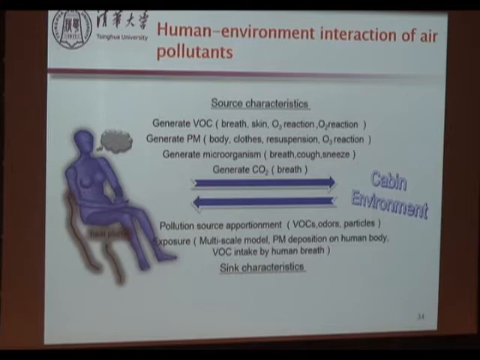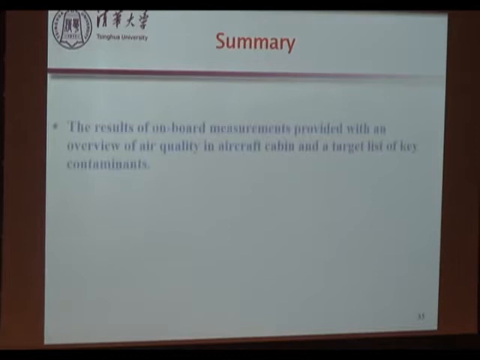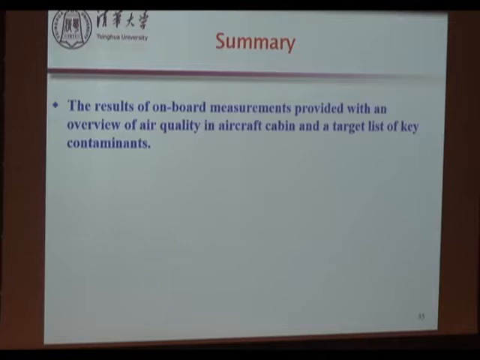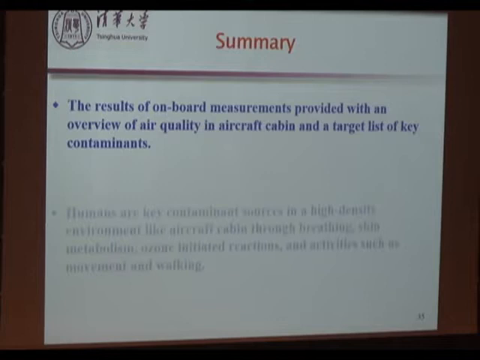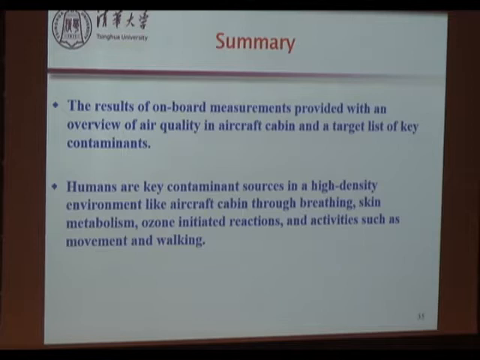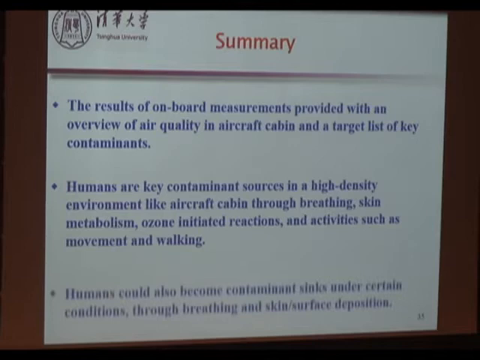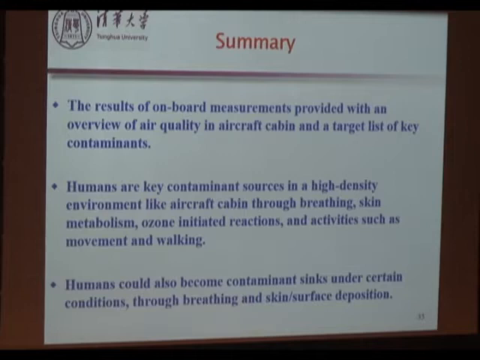Just to briefly summarize, the results of our onboard measurements provided an overview of air quality in the aircraft cabin and a target list of key contaminants. We found that humans are key contaminant sources in a high density environment like the aircraft cabin, through breathing, skin metabolism, ozone reactions, and activities such as movement and walking. Humans could also become contaminant sinks under certain conditions through breathing and skin or surface deposition.